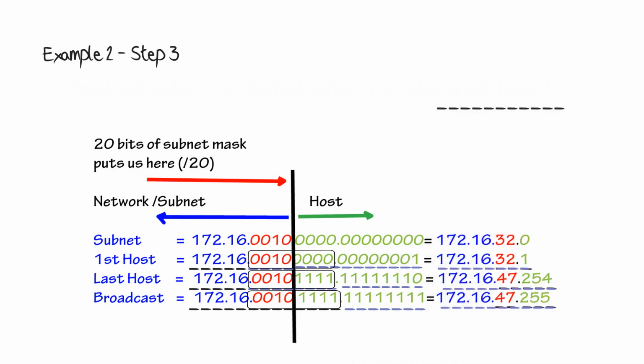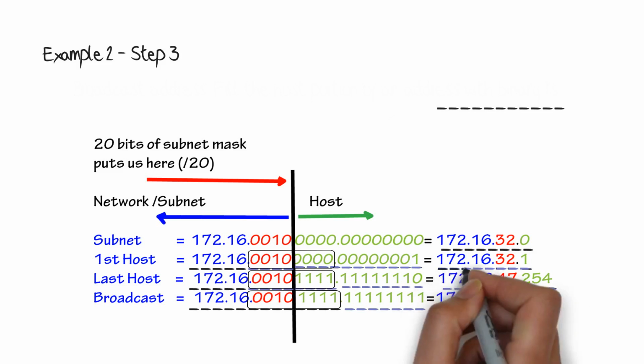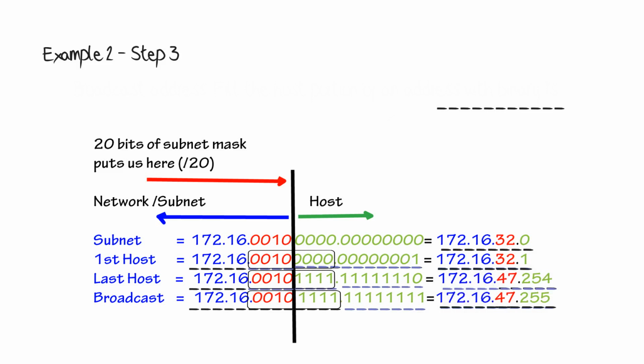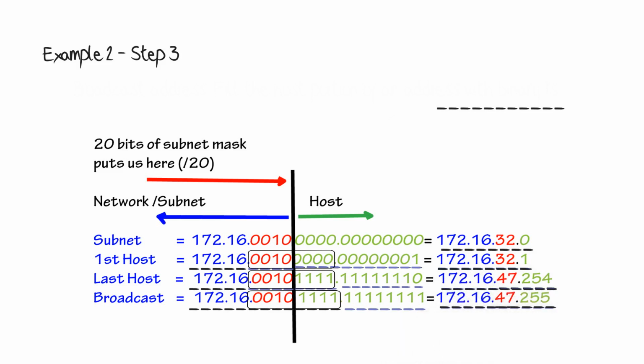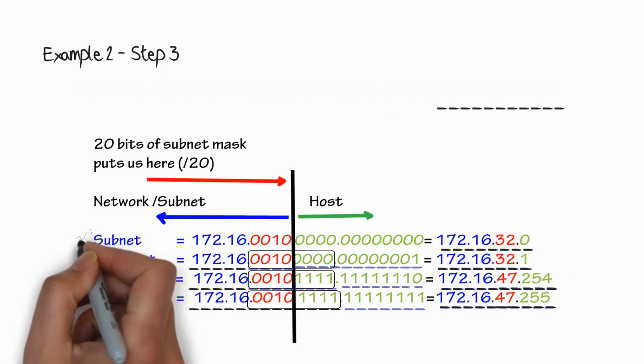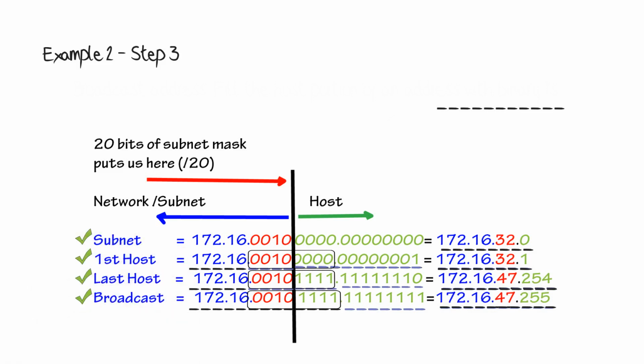So in summary, an address of 172.16.35.123 with a subnet mask of /20 resides on subnet 172.16.32.0 and has a broadcast address of 172.16.47.255. The first host in the same subnet is 172.16.32.1 and the last host in the same subnet is 172.16.47.254. This was a slightly more complicated example, but I'm hoping that by now you have learned the process to work out subnet, first host, last host, and broadcast address when given an IP address and its subnet mask.